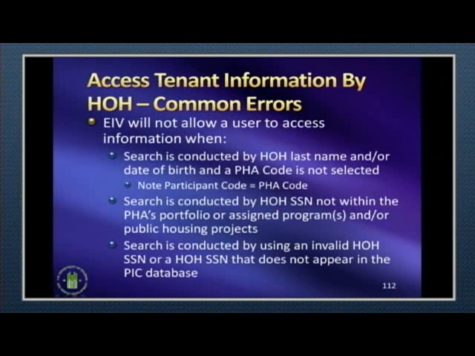Okay, and then here's just an explanation to explain in what instances EIV will not allow you to access information. So for example, if you conduct a search by head of household last name and/or date of birth with a PHA code not selected, you'll get an error message telling you you must select a participant code. Another reason why you might get an error message is if you search for information by head of household that's not within your PHA portfolio or project, at which time you'll get an error message saying you're not authorized to view the information of this individual.